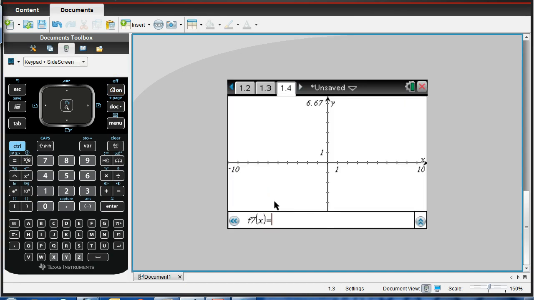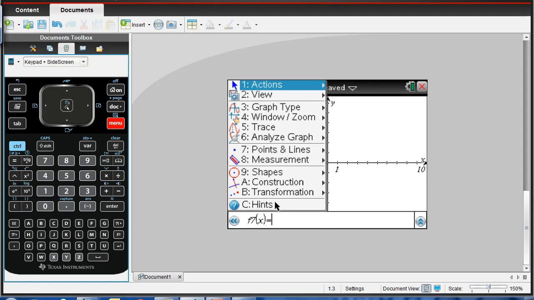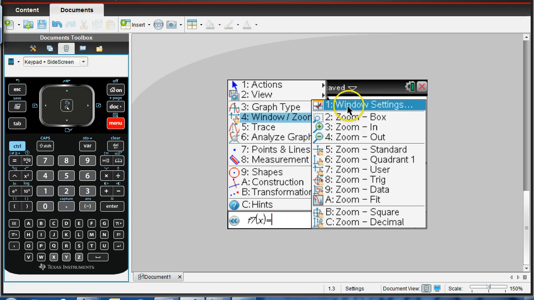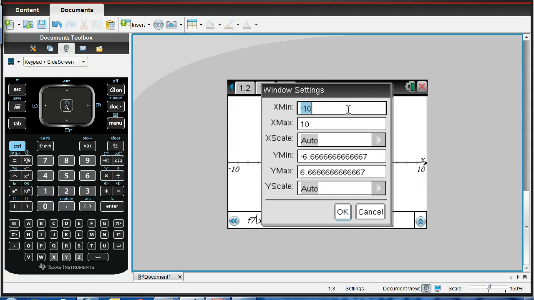What we're going to do is, before we even type in the equation, change our window settings. I'm going to go to Menu, then to Window and Zoom. The first option is Window Settings. Remember, my smallest x-intercept is -3, so I'm going to change this to -5, just because I want to have a little space. I don't want -3 to be on the edge of my graph. So I'll have -5 as my x minimum. For my maximum, my largest x-intercept is 12, so I'm going to go a little bit more than that and put in 15. Leave these as auto.